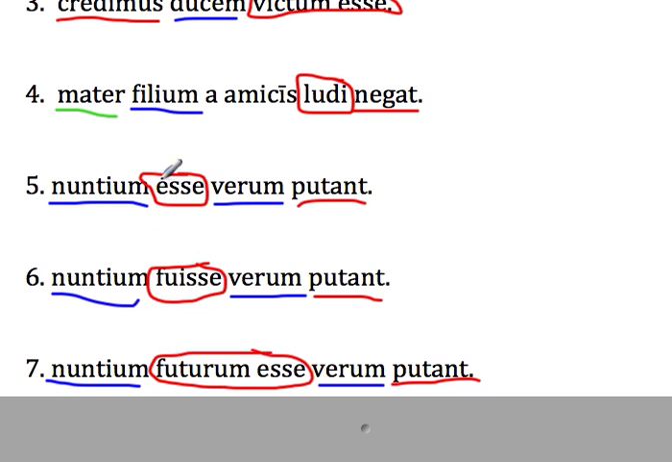Okay, so this is a really tricky concept. Present tense infinitive is the same time as the head verb. Perfect tense infinitive happens before the head verb. Future tense infinitive happens after the head verb. Okay, that's a lot. That's a lot.